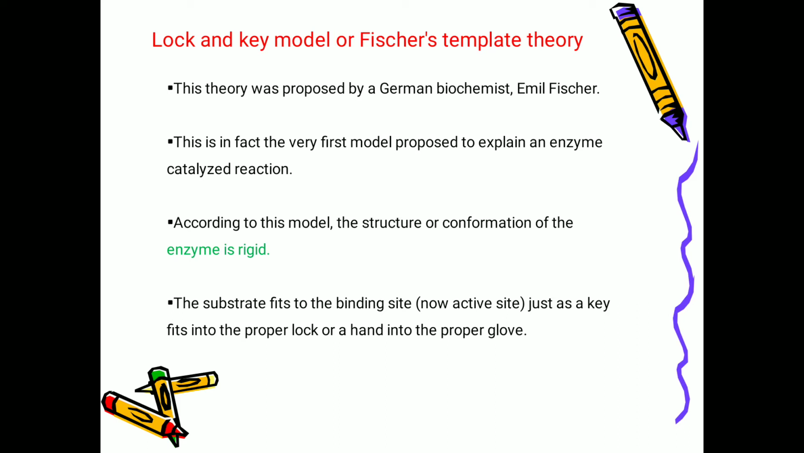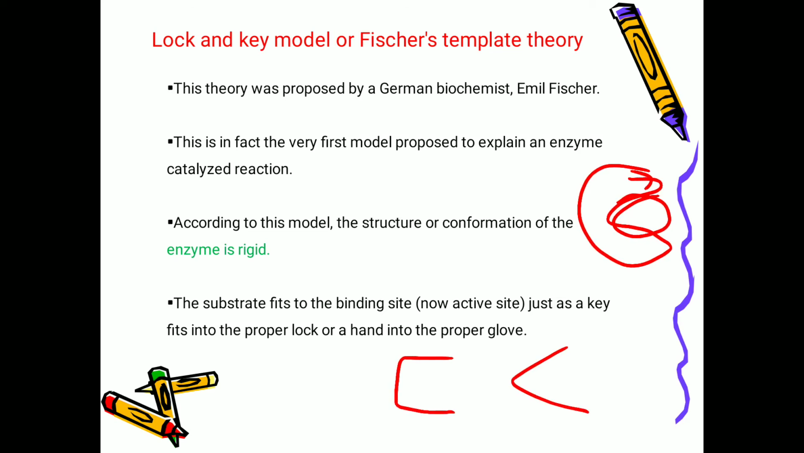According to this model, the structure or conformation of the enzyme is rigid. Here enzyme is rigid means its active site is rigid. See, this is the enzyme and this will be the active site. Rigid means it is not flexible. It is a preformed structure, like it may be in this form or this form. It cannot be flexible. It cannot change its shape. Active site cannot change its shape and it is rigid.